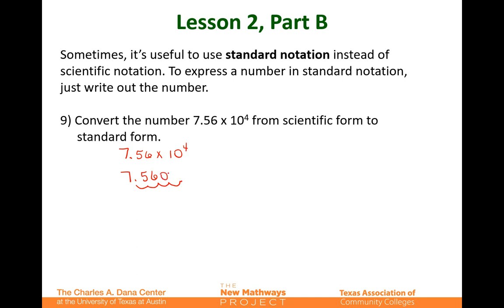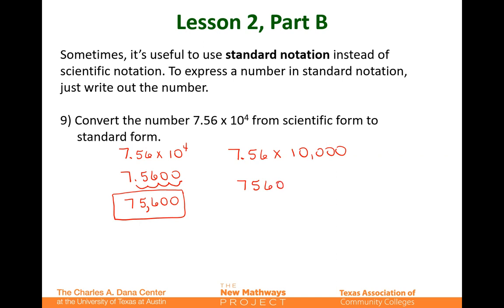You're going to have to fill in those zeros. It's going to be 7, 5, 6, 0, 0, or 75,600. Or if you prefer, you can probably type this in your calculator, but you could think of it as 7.56 times 10,000, 10 to the 4th, 4 zeros. You can see, we'll get the same thing.